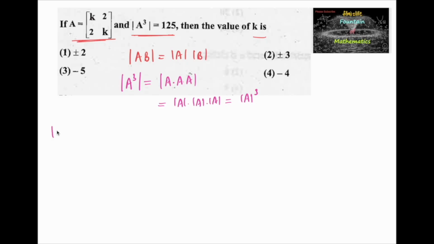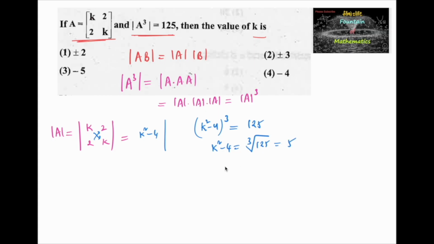So let's find the determinant of the matrix A. Here AD minus BC, that is k square minus 2 into 2, that is 4. So k square minus 4 is det A. And here we apply k square minus 4 whole to the power of 3, which is equal to 125. So k square minus 4 is equal to the cube root of 125, that is 5. So k square is equal to 4 plus 5, 9. So k is equal to plus or minus 3. So the value of k can be taken as either plus 3 or minus 3, which is our option 2.